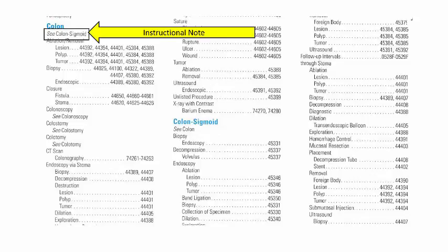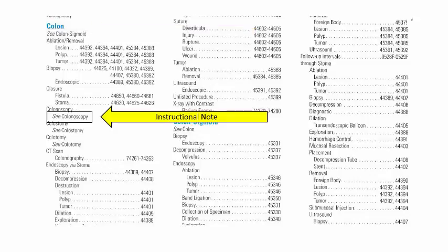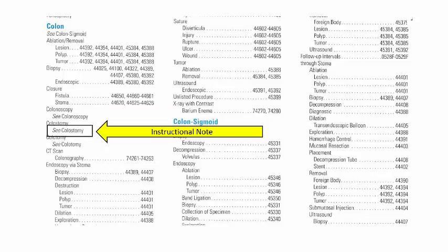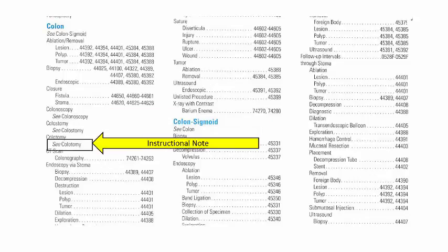Instructional notes, see this, see that, are giving you instructions on additional places to look for possible codes. Another instructional note, another one, and another one.